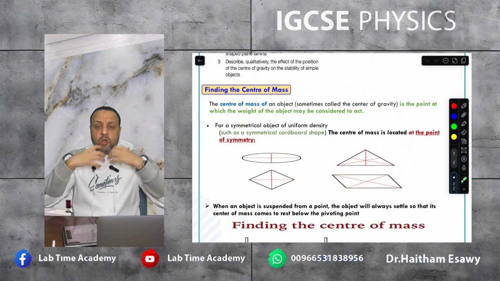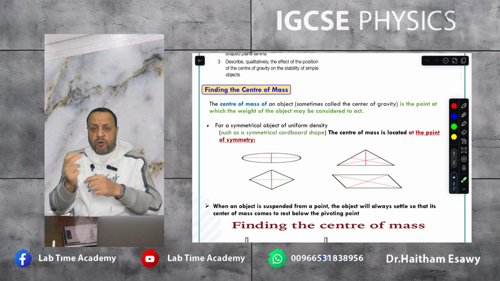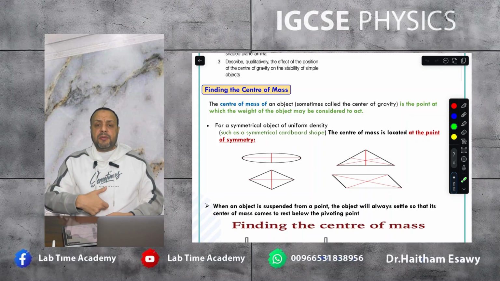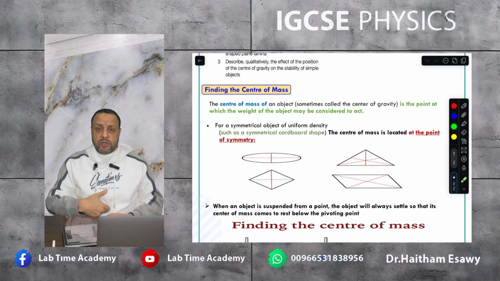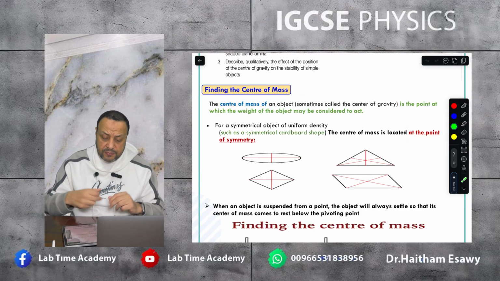For example, a human, what about the center of gravity? The heaviest point, maybe here or here or here? No, here, because this will be the heaviest point. So that will be the center of gravity or center of mass.